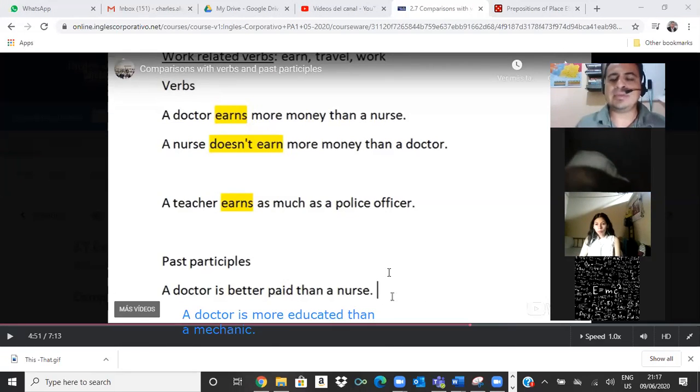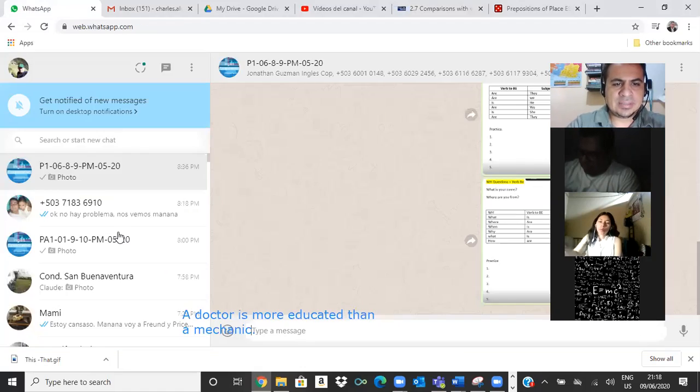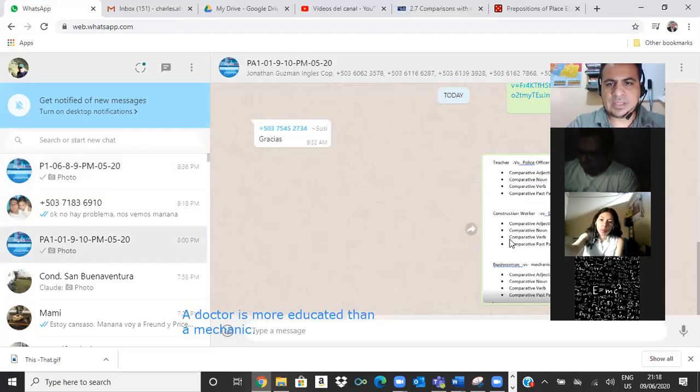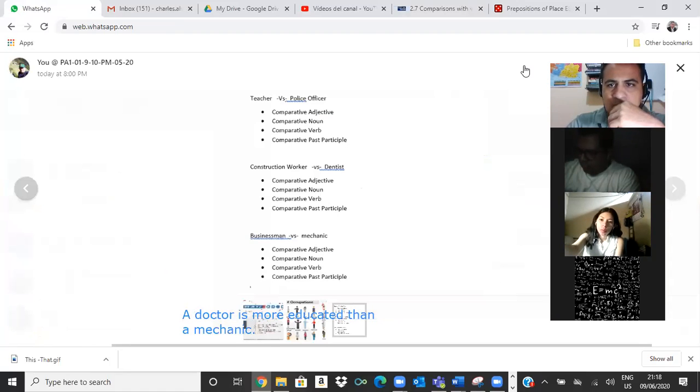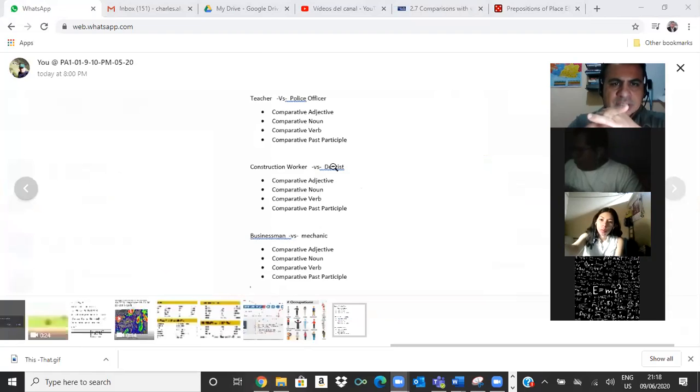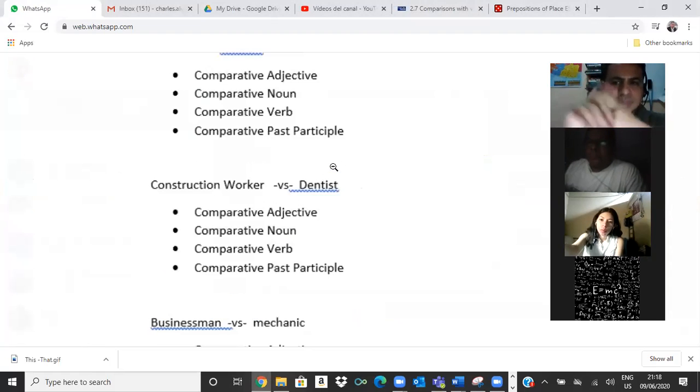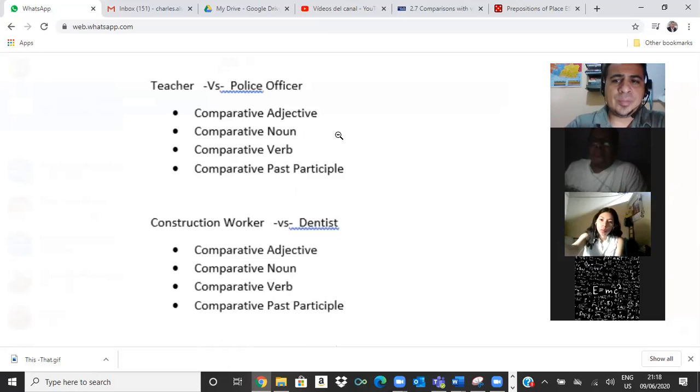Now, ¿cuál es la dinámica que vamos a hacer? I send you a picture in WhatsApp. Can you go to WhatsApp if you can? Y hay una foto que les mandé where you have some examples. So, lo que yo quiero es que hagan tres comparaciones. Y en cada comparación van a usar comparative adjectives, nouns, verbs, and past participles. Okay? Number one, for example, we have a teacher versus a police officer. What can you compare?